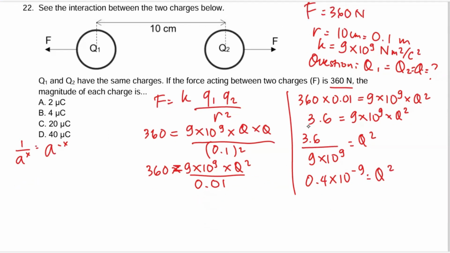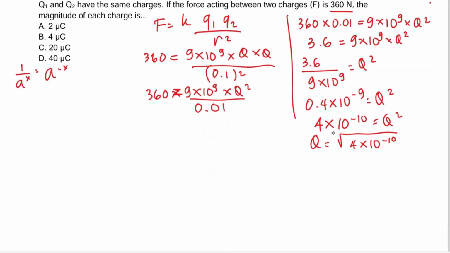Okay, so 0.4 times 10 to the power of minus 9 is actually the same as 4 times 10 to the power of minus 10, right? So this is Q square. So Q is actually the square root of 4 times 10 to the power of minus 10. So Q equals the square root of 4 times the square root of 10 to the power of minus 10. The square root of 4 is 2.